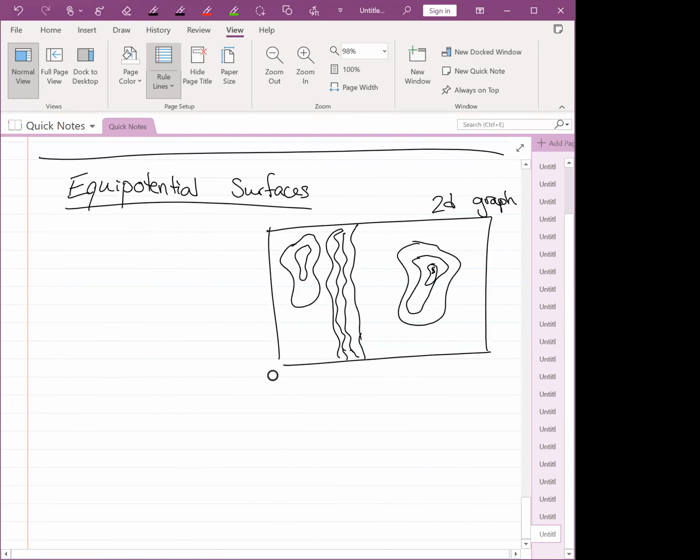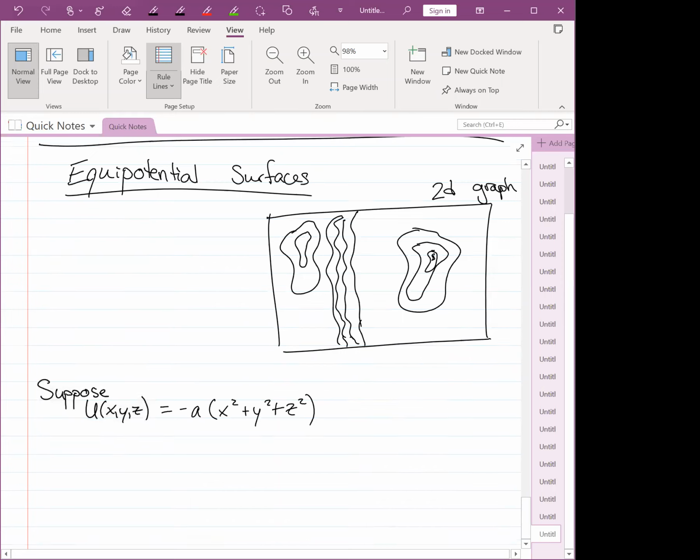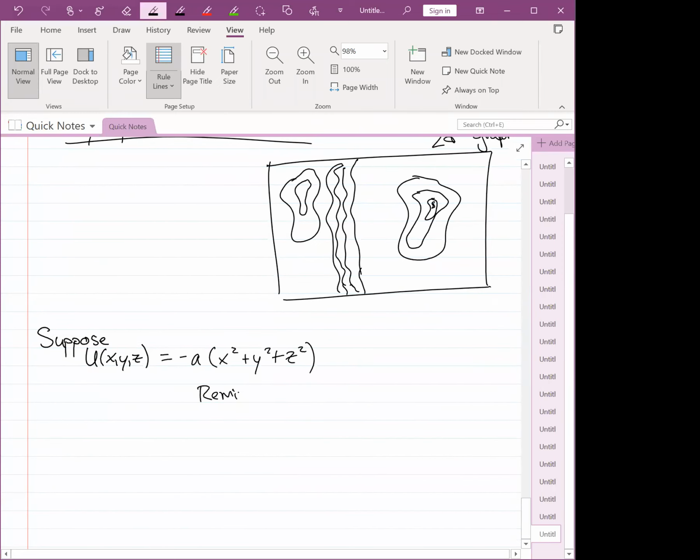So the example to look at here is, suppose we had some random potential energy function, U of x, y, and z, equal to negative a, where a is just a number, times x squared plus y squared plus z squared, right? Just as a quick reminder, the square root of x squared plus y squared plus z squared is the distance from the origin of the coordinate system to the point x, y, z, right?